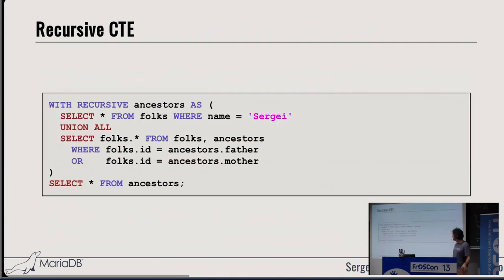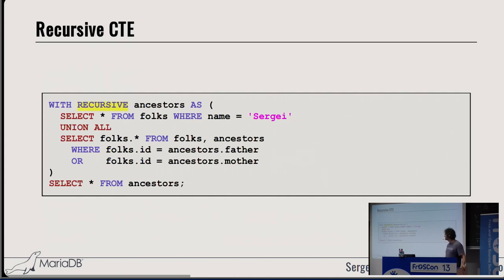Recursive common table expressions look similar to non-recursive ones, but in fact, they are completely different. They allow new possibilities. It's not just a different way of saying the same stuff that you could have said before. And this is an example. This is the anatomy of a recursive common table expression, how one writes such a query.